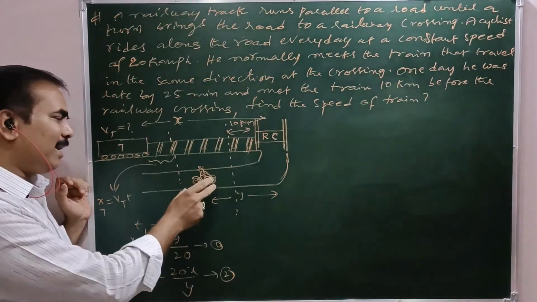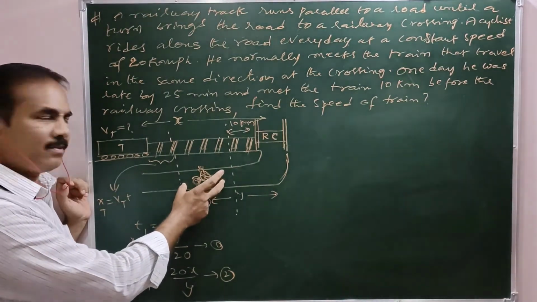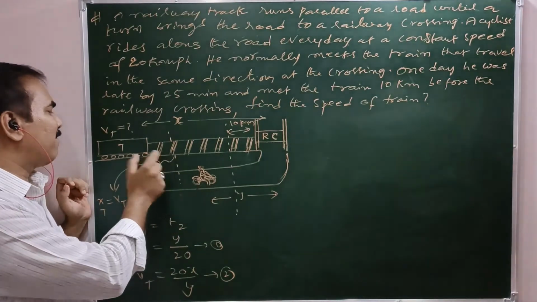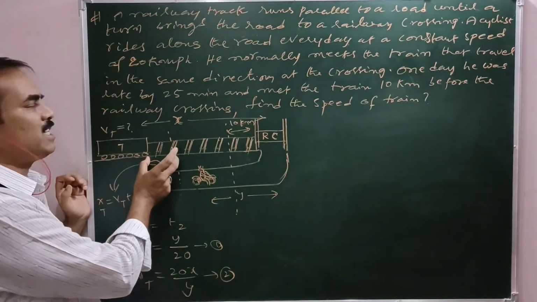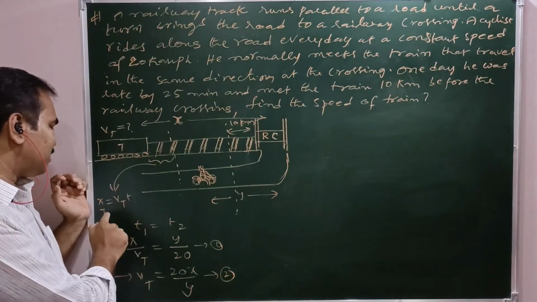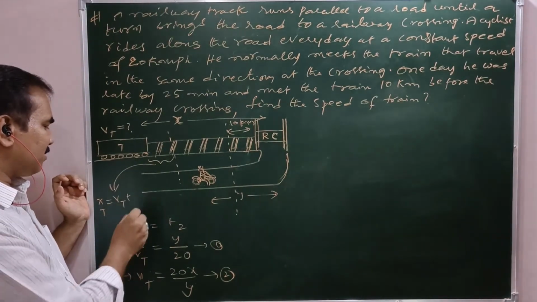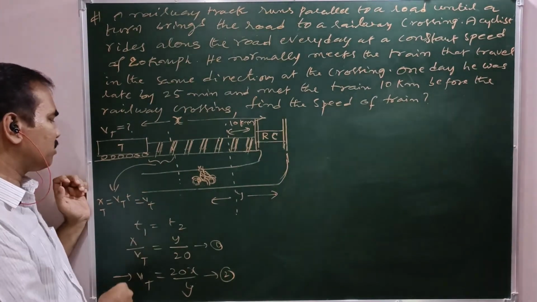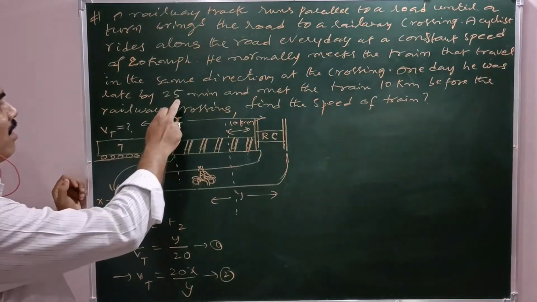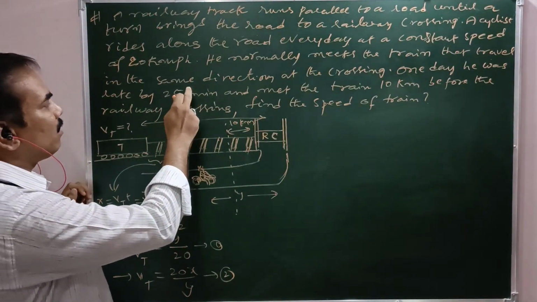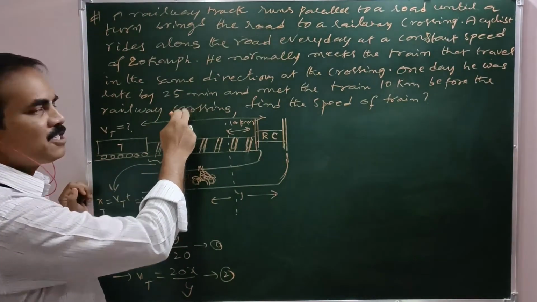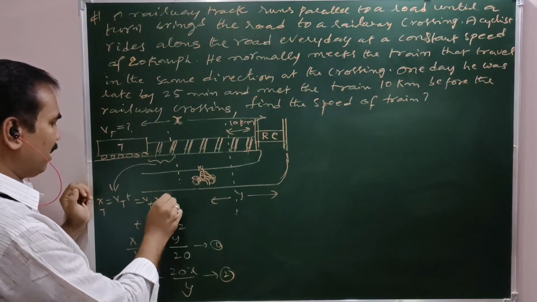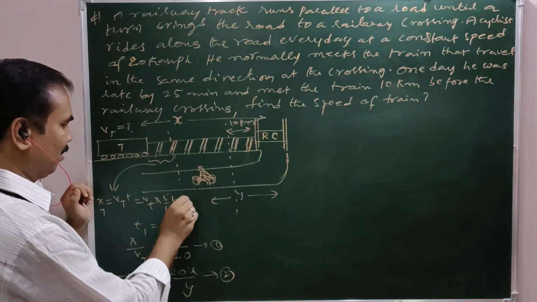So on that day when he was late by 25 minutes, in that timeline, in that 25 minutes, the train definitely advances through this much distance. What is that distance? Xt equal to Vt into t, that is Vt into 25 minutes. 25 minutes means 25 by 60 hour, that is 5 by 12 hour.